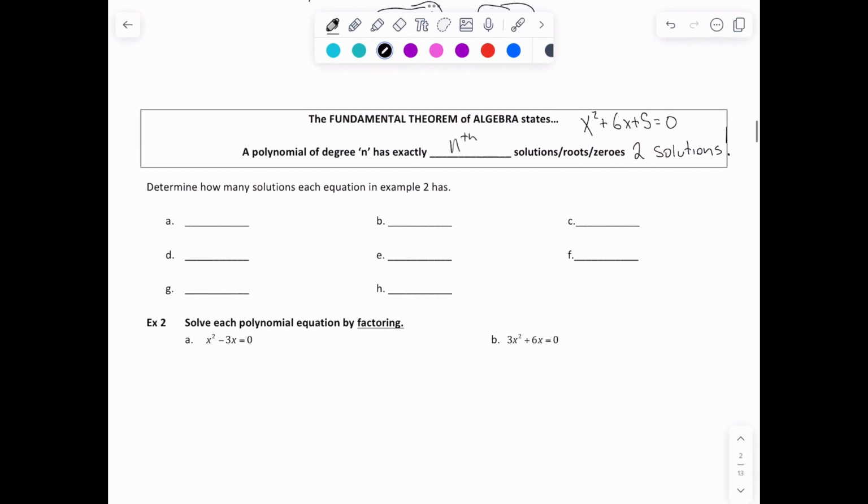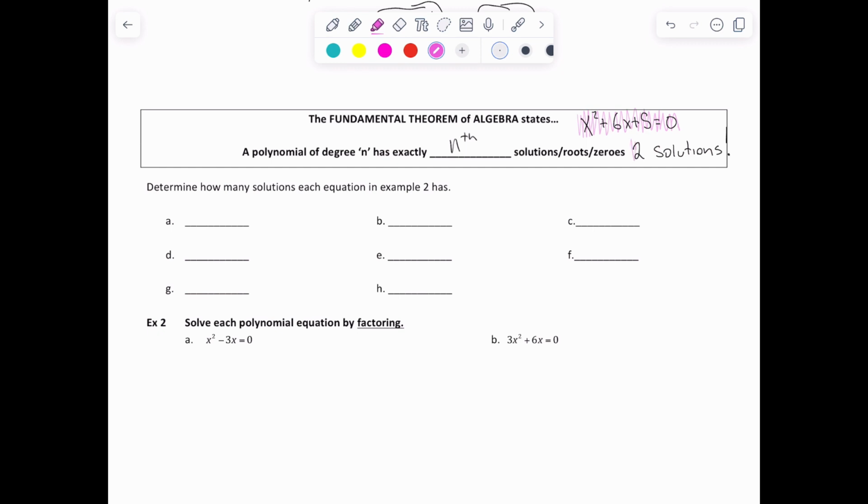The fundamental theorem of algebra is what we've been working on all the way up to this point. Basically, it says that any polynomial of the nth degree has n solutions or zeros. For example, remember this is to the second degree here, right?